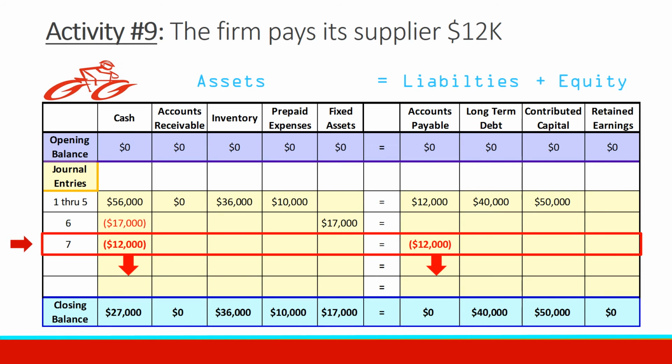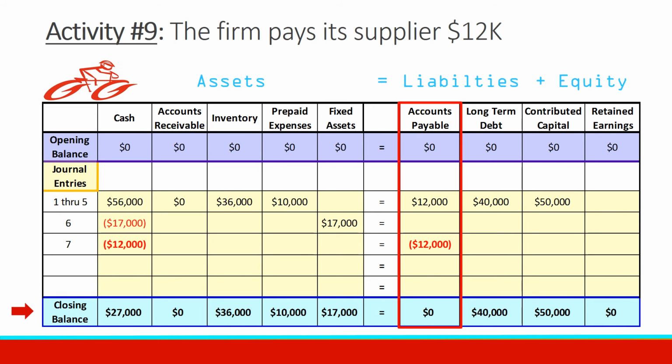The next thing that occurs is the firm is going to pay its supplier the $12,000 that it owes it. So we will see in journal entry number 7, cash is dropping by $12,000 and accounts payable are dropping by $12,000.